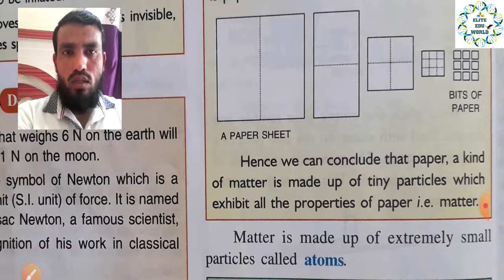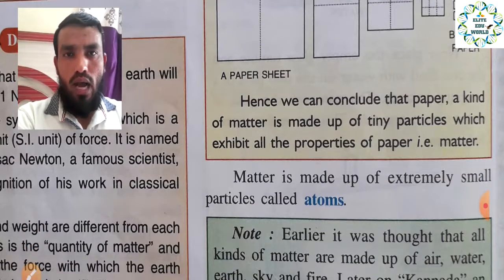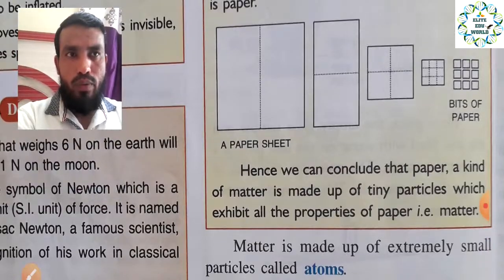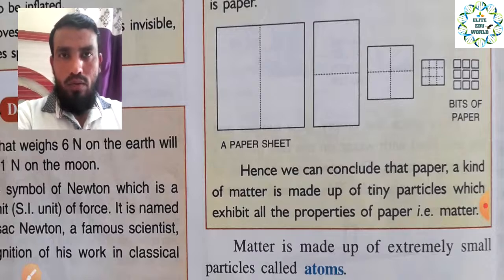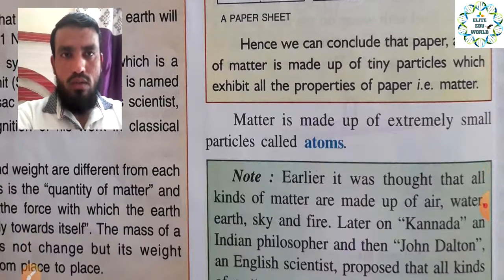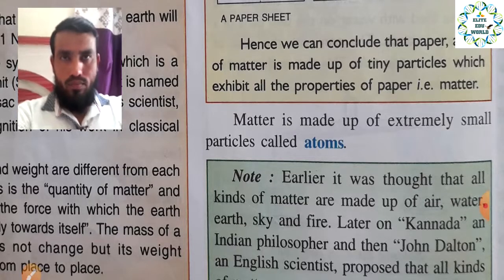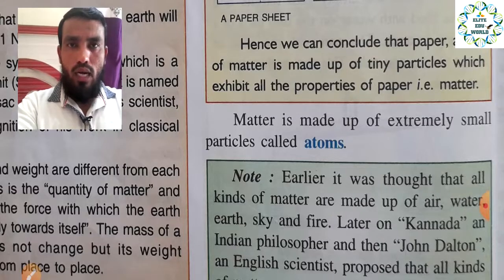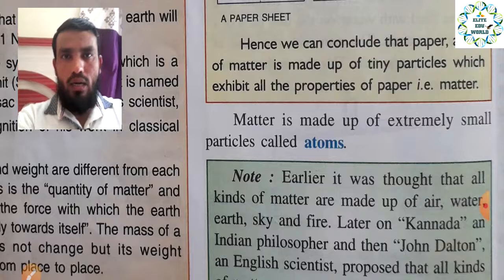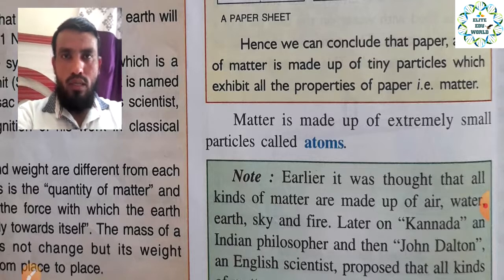So that is why it is called the atom. Matter is made up of extremely small particles called atoms. Like we divided a sheet of paper into small bits, but the property of a bit of paper is the same as the property of the sheet. So we can say matter is made up of extremely small particles called atoms. Many small atoms come together, and the atom is the smallest quantity of any matter. So with small atoms we can make the matter.